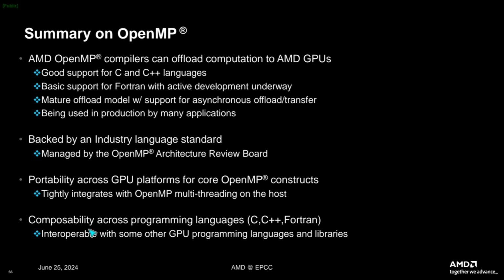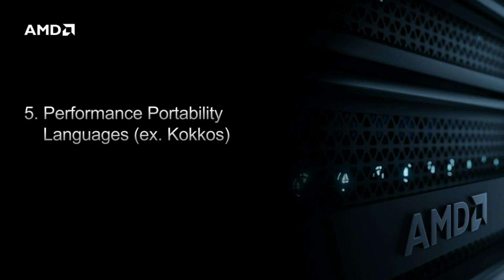It gives you good composability, so you can mix what languages you're using, other GPU programming languages. Though we don't talk about it here, you can mix OpenMP code with HIP code. In fact, we often recommend that you program in OpenMP for most of your code and only drop to HIP or HIP libraries for the performance critical parts of your code.